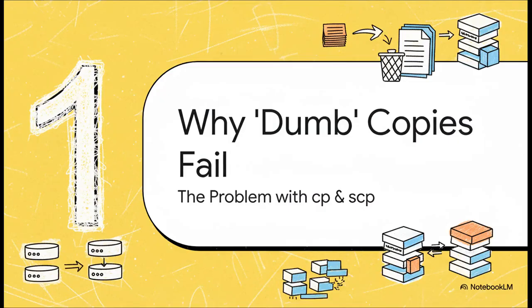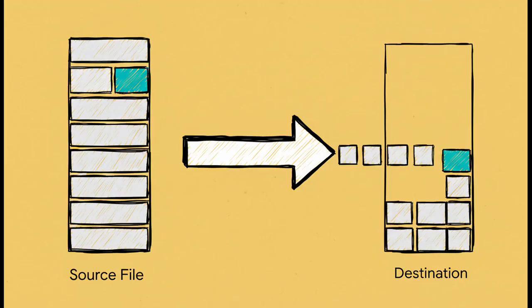To really appreciate why Rsync is so brilliant, we first have to understand the problem it was built to solve. And that's the massive inefficiency of what I like to call dumb copies. I mean, think about it, right? When you use CP on your local machine or SCP to a server, the process is incredibly basic. It reads every single byte of the source file and writes every single byte to the destination, every single time. If you're dealing with big files where maybe only 1% has actually changed, you are just burning a ridiculous amount of bandwidth and time for no reason.